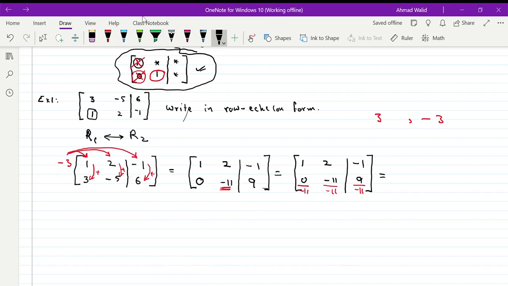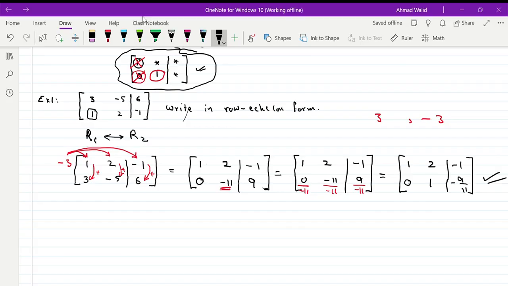Then it's equal. Again, I'll copy my row 1: 1, 2, negative 1, and my row 2 becomes 0. Divide by negative 11 gives you back 0. Negative 11 divided by negative 11 gives you 1. And 9 over negative 11, keep it that way: negative 9 over 11. Here you go.